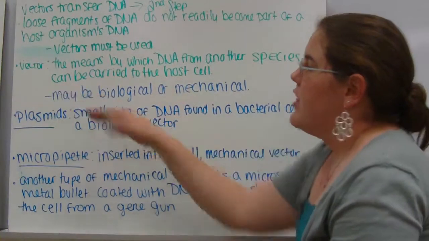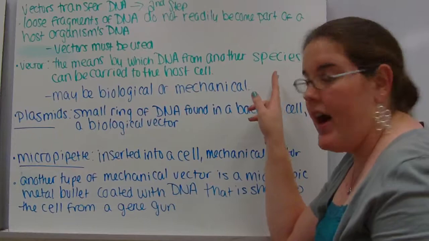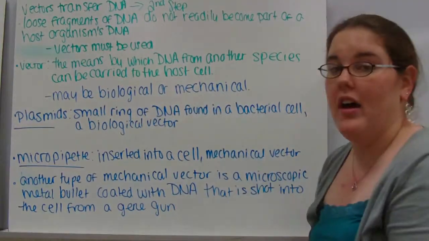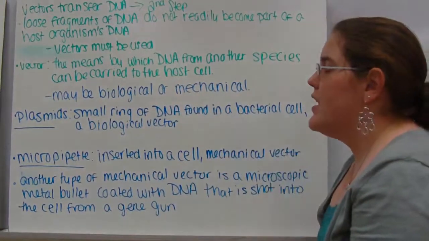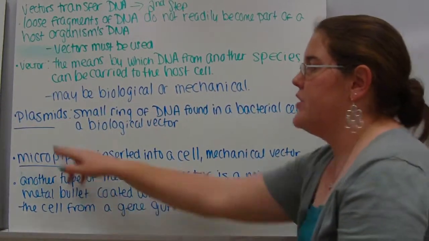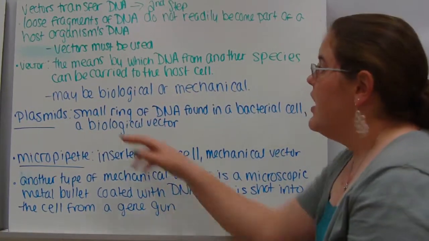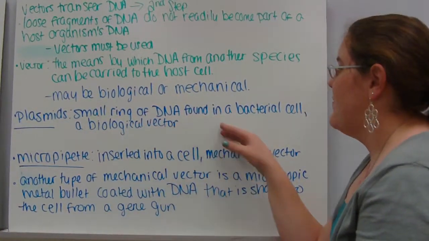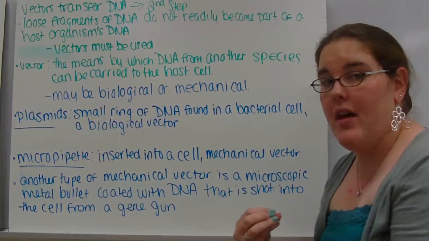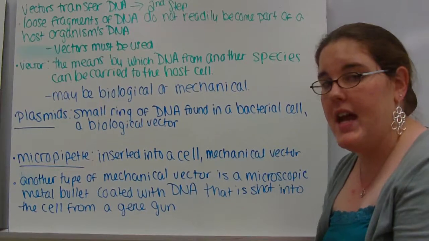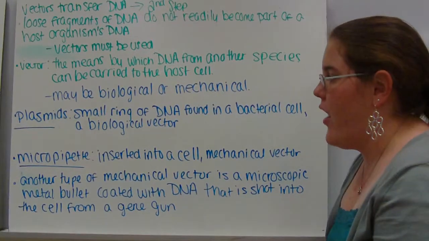A vector is the means by which DNA from another species, like that firefly, can be carried to the host cell, into the tobacco plant. These may be biological or mechanical. The one we're going to talk about is a plasmid. That's going to be our main biological vector. It's a small ring of DNA that's actually found in a bacterial cell. So again, this is a biological vector. They will put that recombinant DNA into the DNA of the plasmid, and it will replicate itself.